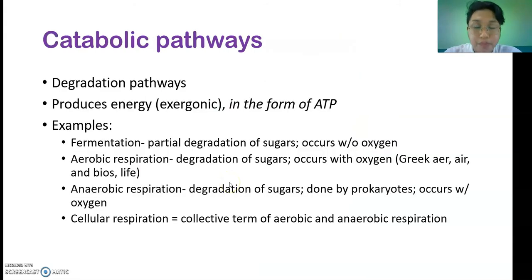So let's go back to catabolic pathways. From the word cut, it's a degradation pathway. In the end, it produces energy. That's why it's exergonic, in the form of ATP. Some catabolic pathways yield ATP. Examples of catabolic pathways would be fermentation, which is just a partial degradation of sugars, and aerobic respiration, which is complete degradation of sugars to carbon dioxide and water.